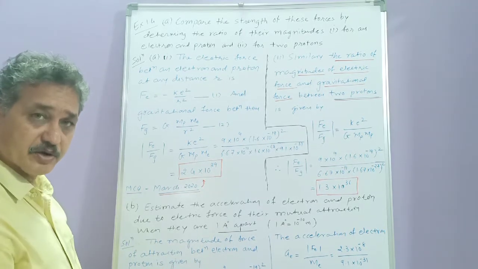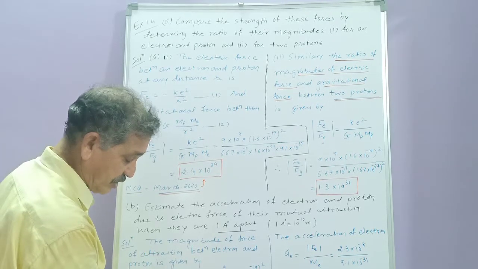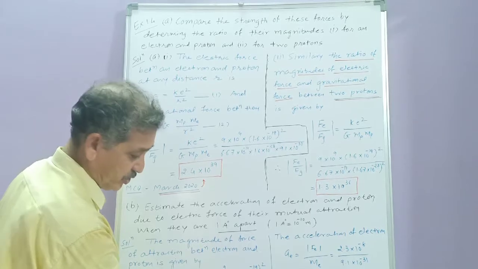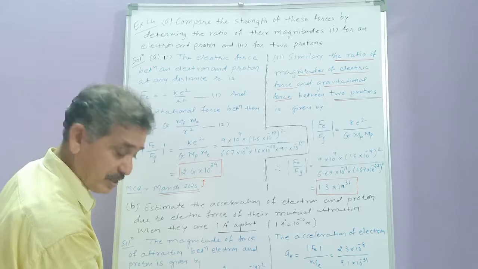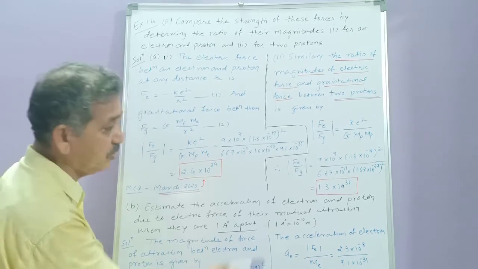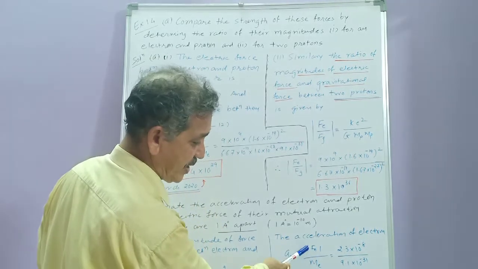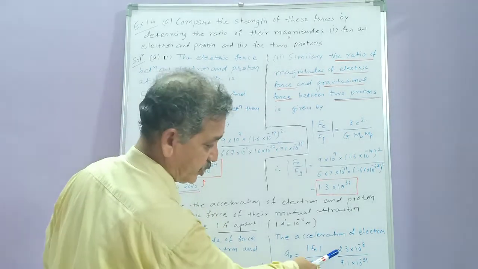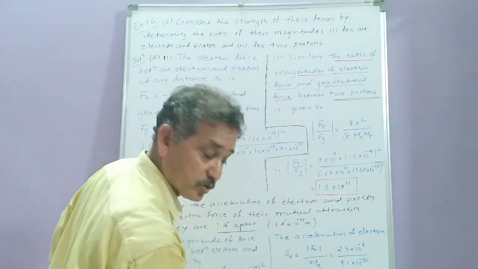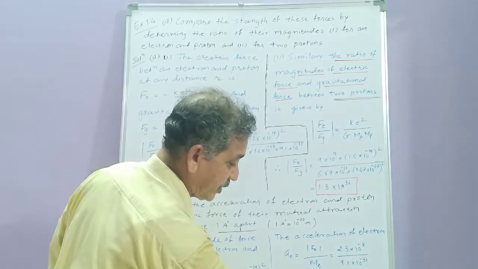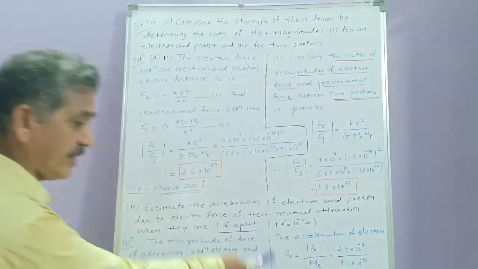But we are interested in calculating acceleration. For the acceleration, we consider the equation force equal to mass into acceleration. Using this, for electron we put the mass of electron, for proton we put the mass of proton. So here there are two separate calculations. The acceleration of electron: ae equal to magnitude of Fe upon me, substituting values 2.3 into 10 raised to minus 8 upon 9.1 into 10 raised to minus 31. The answer is 2.5 into 10 raised to 11 meter per second square. Similarly, the acceleration of proton.